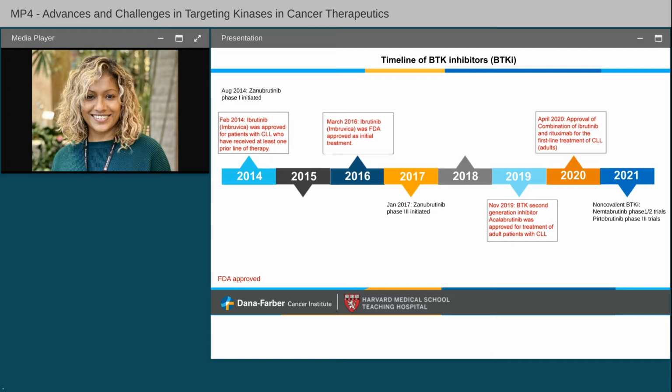You can also see the second-generation inhibitor zanubrutinib, which has been in phase 3 clinical trials since 2017 and is currently on track to be FDA approved very soon. The non-covalent BTK inhibitors came fairly late to the clinical trials. However, pirtobrutinib is likely to be approved really soon as well.